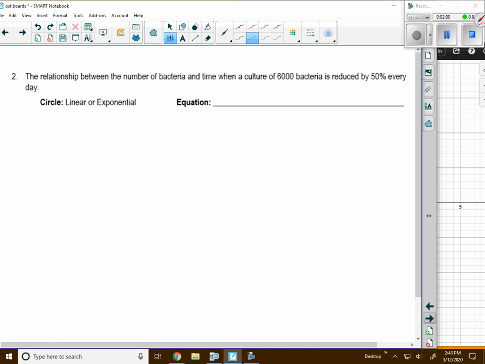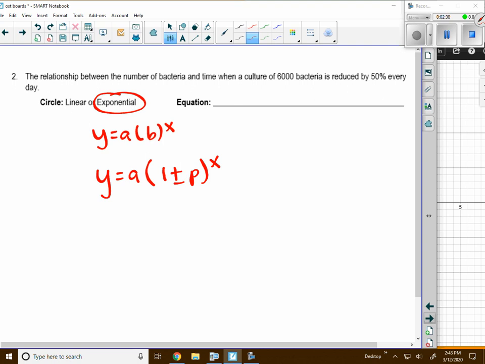Number 2, the relationship between the number of bacteria and time when a culture of 6,000 bacteria is reduced by 50% every day. Whenever we see any type of multiplication or we see a percent, it is an exponential function. This is our general form for an exponential. When we throw in a percent, we take that b value and we change it to be 1 plus or 1 minus our percent.